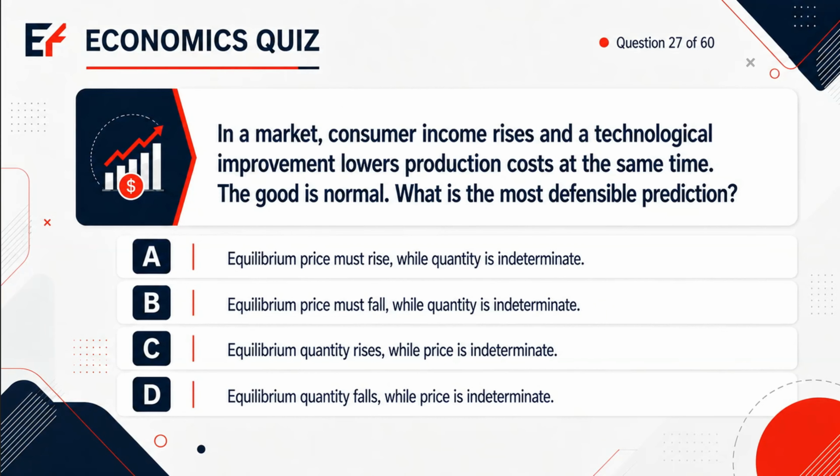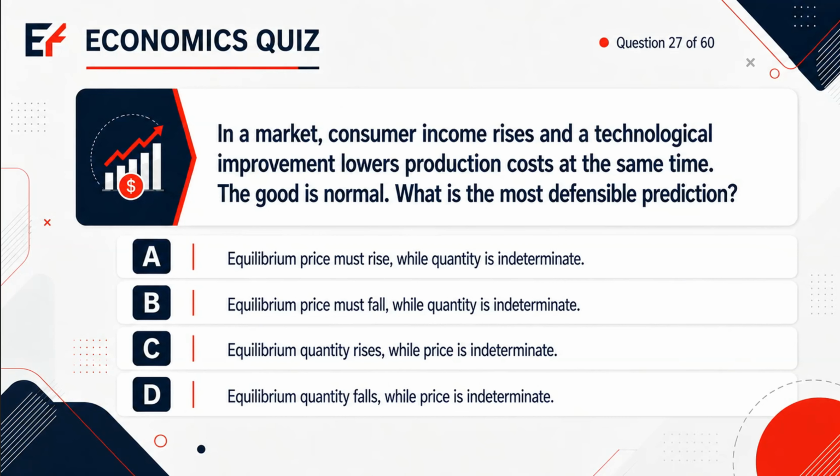Question 27. In a market, consumer income rises, and a technological improvement lowers production costs at the same time. The good is normal. What is the most defensible prediction? A. Equilibrium price must rise while quantity is indeterminate. B. Equilibrium price must fall while quantity is indeterminate. C. Equilibrium quantity rises while price is indeterminate. D. Equilibrium quantity falls while price is indeterminate. The correct answer is C.